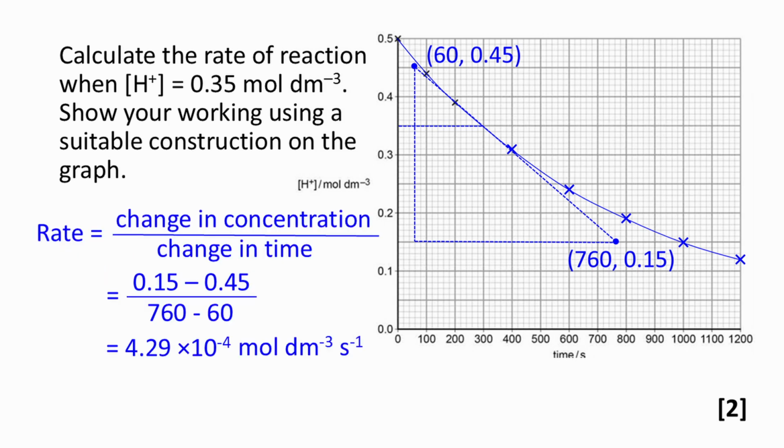Rate is equal to change in concentration divided by change in time. This works out to be 4.29 times 10 to the minus 4 mole per decimeter cubed per second. There is always some leeway on mark schemes when working out gradients. Once again, if you show your working out clearly, you give yourself the best chance of being within the required range. And if you fall outside the required range with your final results, you should still get plenty of method marks.